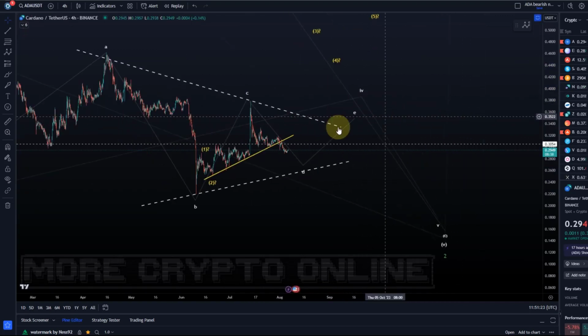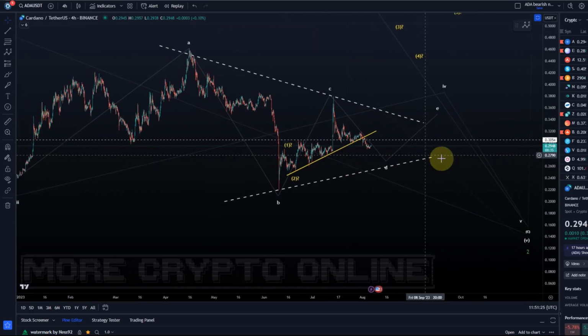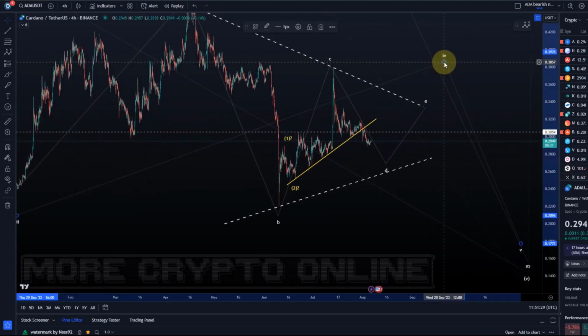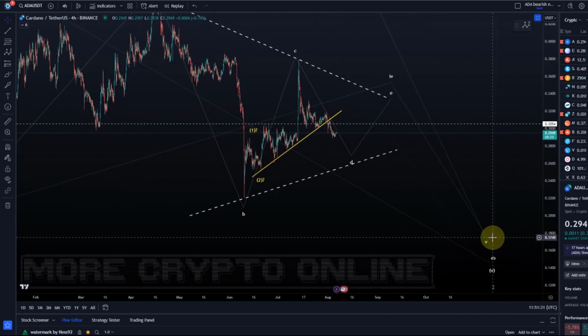And we are going to formulate an ideal target now for the D wave. And after that, we should get another lower high in an E wave, which would complete a fourth wave, which could result in another move down.